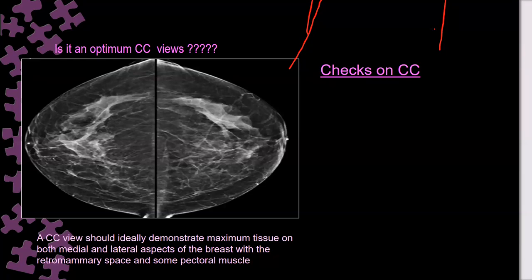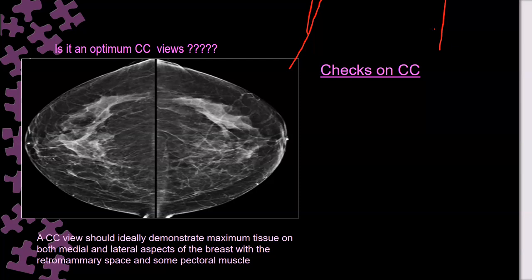What are the criteria to evaluate the CC view? How can we say whether it is an optimum CC view or not? What do you think about this? Is it optimum or not, and why? Optimum. The pectoralis should be included. Sarah, you said optimum, yes.